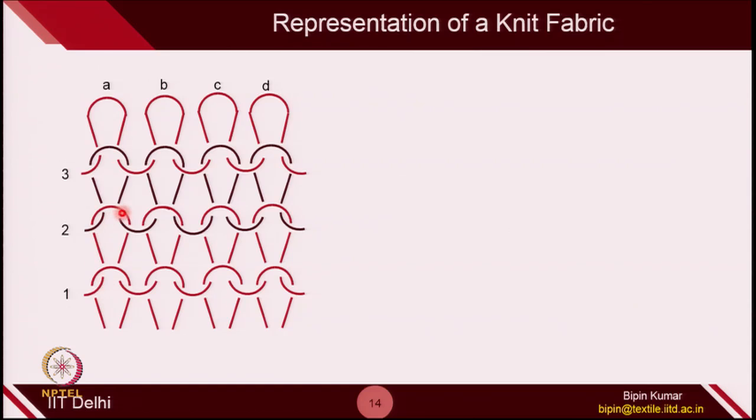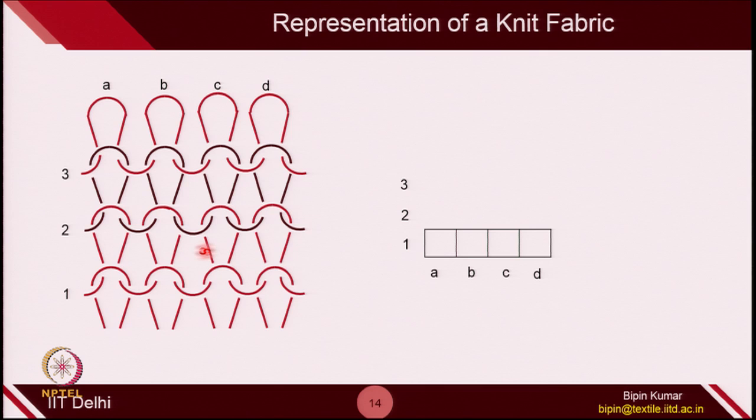Okay. So, in total we have 4, 4 and 4. There are 12 loops which exist in this fabric structure that have to be represented by a box diagram. So, how can we represent this? In the first course, or the first row, we follow the yarn movement. If you see this particular loop, the first loop, it means this box.